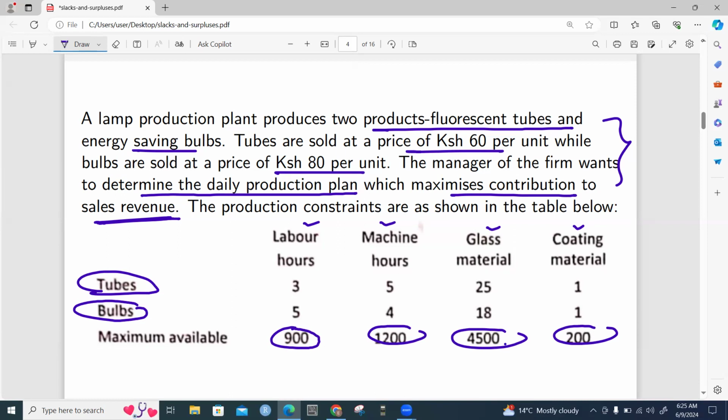So we see that one fluorescent tube requires 3 labor hours, 5 machine hours, glass material of about 25, and 1 coating material for one fluorescent tube to be ready. While an energy-saving bulb requires 5 labor hours, 4 machine hours, glass material 18, and 1 coating material. And so from this, we need now to formulate a linear programming problem.